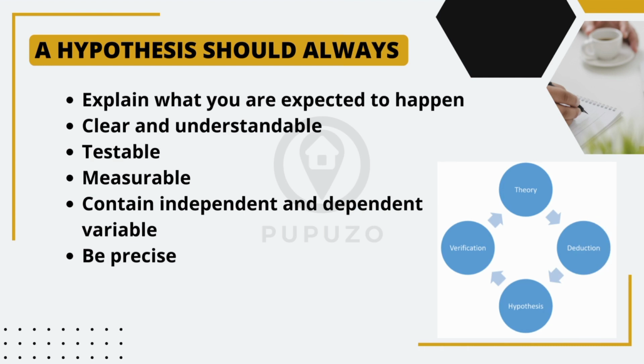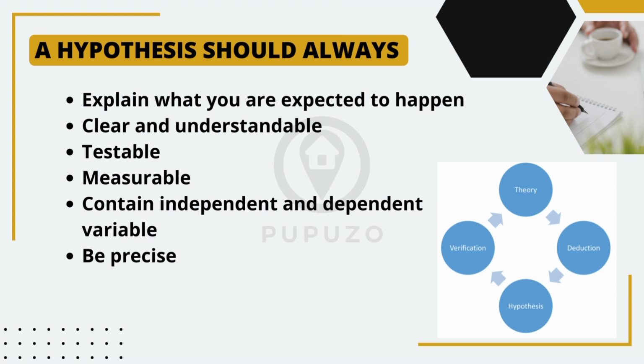A good hypothesis possesses certain characteristics. Firstly, it should explain what is expected to happen in the research study. It should be clear, understandable, and testable. A hypothesis should also be measurable, meaning that it should contain variables that can be observed and quantified.